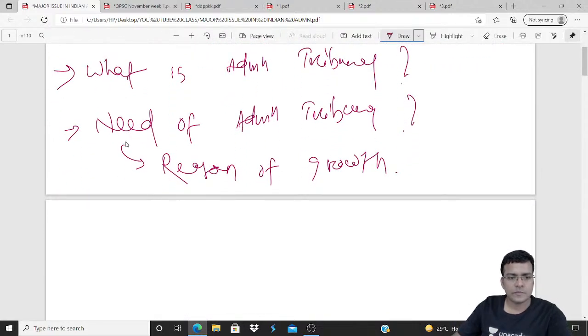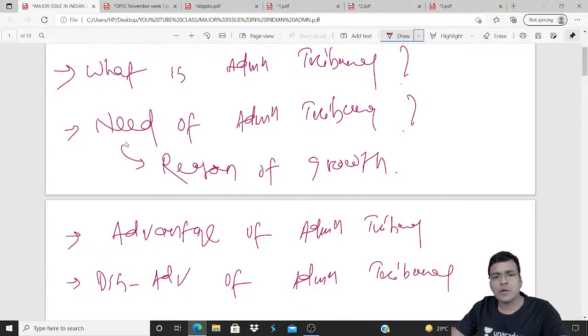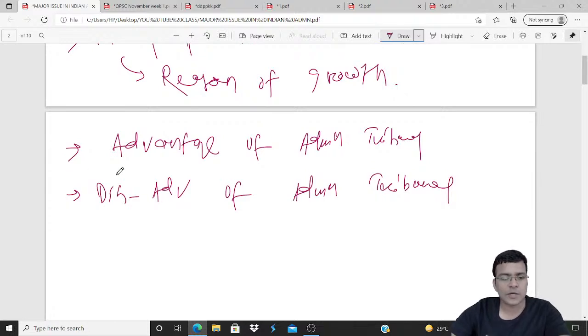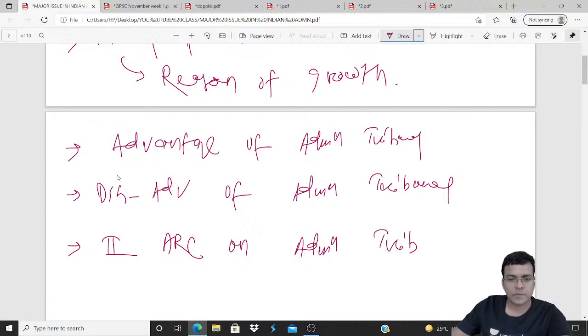And then the advantage of administrative tribunal, and the disadvantage of administrative tribunal. Just look at it: what is a tribunal, what is the need or reason of growth of administrative tribunal, what are the advantages, simultaneously the disadvantages, and the second ARC on administrative tribunal. This is a full package answer to this question: need, requirement, advantage, disadvantage, and the Second Administrative Reforms Commission's view on administrative tribunal.